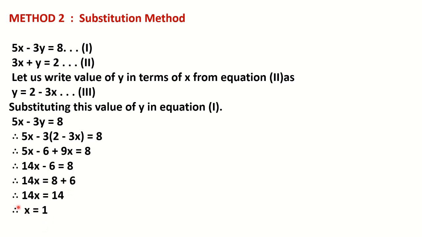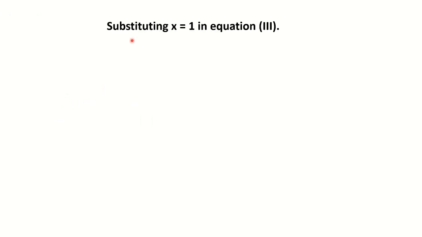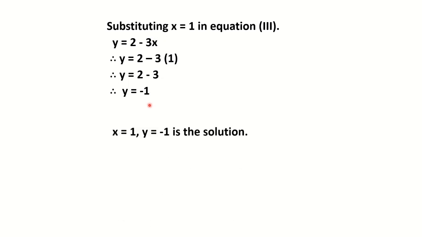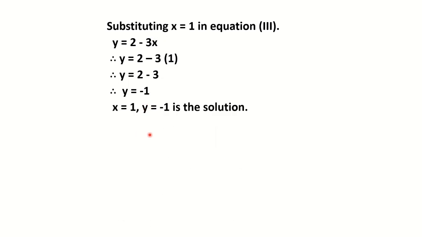So what we are going to do? We are going to substitute this x is equal to 1 in equation 3. That is y is equal to 2 minus 3x. So substituting x is equal to 1 in equation 3, the equation 3 is y is equal to 2 minus 3x. In place of x, we are going to write 1. So we will get y is equal to 2 minus 3 inside the bracket 1. As I have told you, while substituting, always write it down in the bracket. So y is equal to 2 minus 3, that is minus 1. So the same solution we have got by using the second method. The method is called the substitution method.